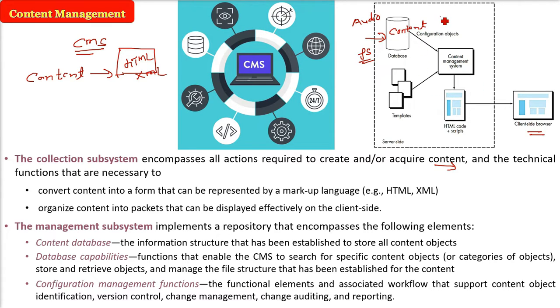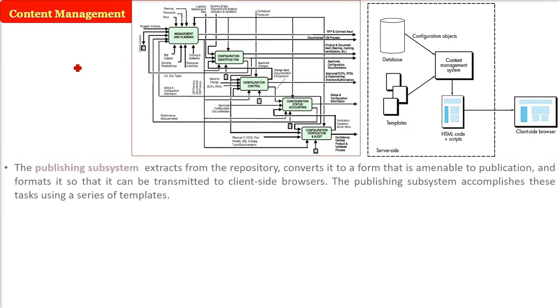Then the configuration management system, because here we need the functional element and there has to be some workflow that supports content object identification, version control, change management, change auditing and reporting. This was already there in the conventional way of doing it. So content management, as I said, has three subsystems. Two we have discussed. This is the publishing subsystem. Now this extracts from the database or the repository, converts it into a form which is amenable or conducive to publication, and formats it so that it can be transmitted to the actual people, that is, the client-side browser.